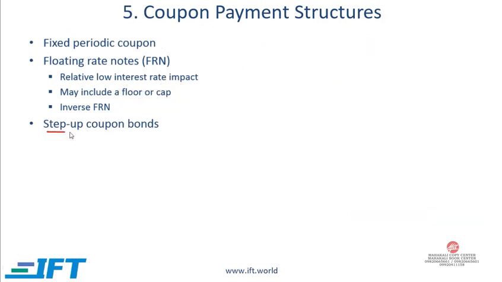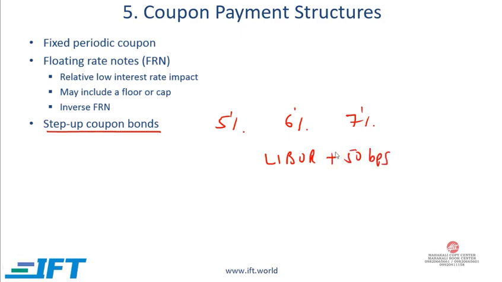Next, we talk about a step up coupon bond. This is a bond where the coupon rate increases with time. We could either have an increase based upon a fixed rate, in the sense that initially the coupon rate is 5%, after 3 years the coupon rate becomes 6%, and later the coupon rate becomes 7%. Or we can have a situation where the coupon rate is floating. So initially the coupon rate is LIBOR plus 50 basis points. After 2 years, the coupon rate might become LIBOR plus 100 basis points, and so on.